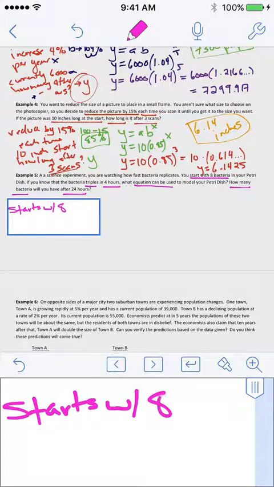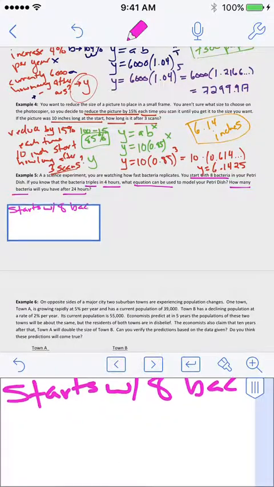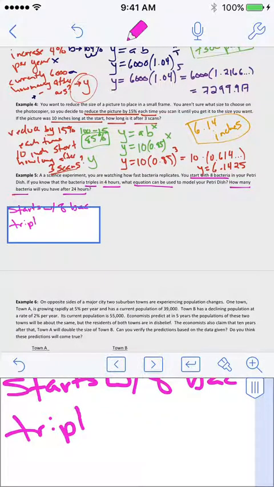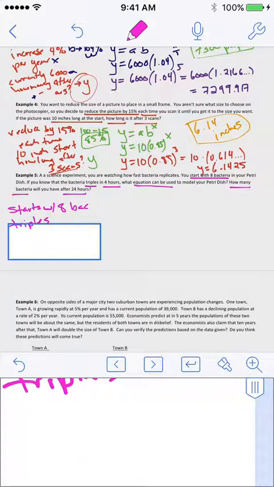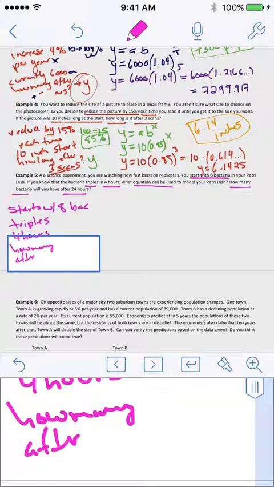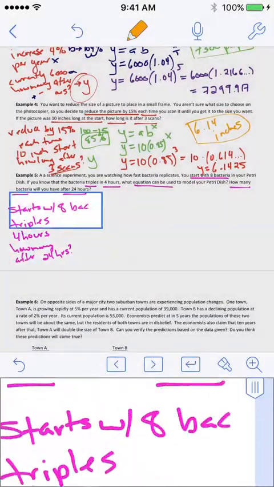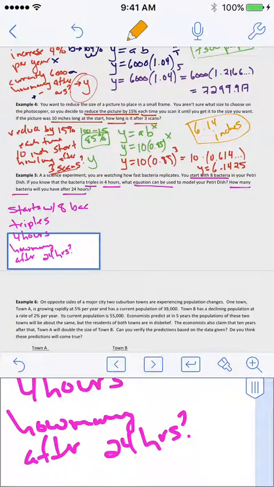Starts with 8, right? We start with 8 bacteria, so we'll call it that. Triples, that's one of those keywords, right? Any percents are keywords. Every 4 hours. And then how many after 24 hours? All right, so I've whittled my information down into 4 important facts, right? I've whittled this whole situation down to 4 important facts.